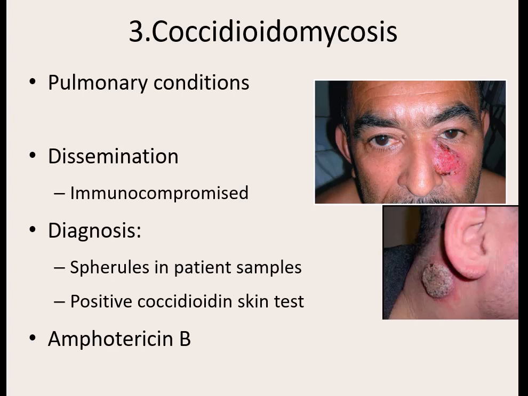Diagnosing it, they can look specifically for those spherules because that's very unique to this particular fungus. They can also do a skin test, just like they do a TB skin test. So if the patient's coughing, they've got blood-tinged sputum, they've got a fever, they might think TB. Whether they just do a quick little TB test, they can do this particular skin test as well, and they'll know pretty quickly if it's one or the other. Treatment, amphotericin B. Again, the gold standard antifungal.